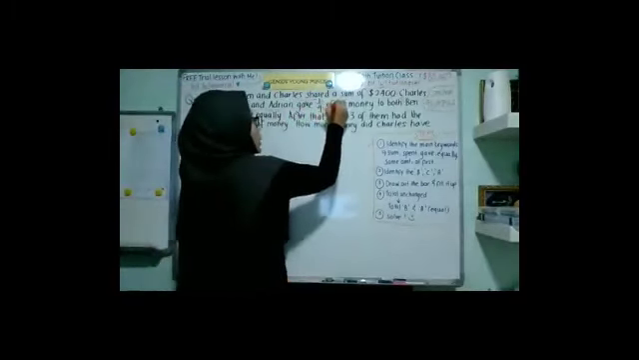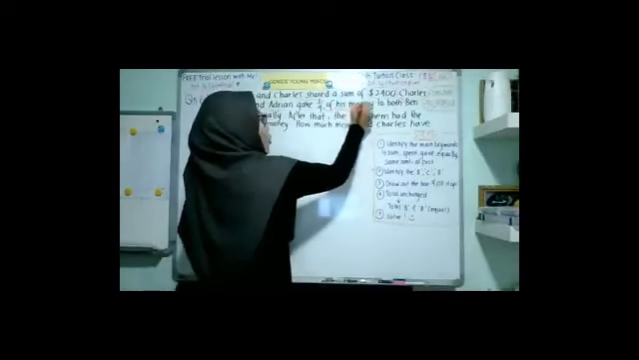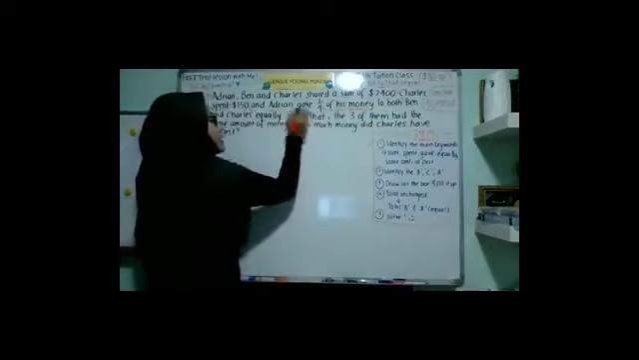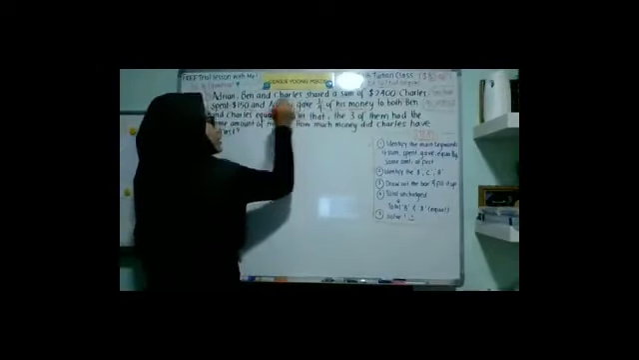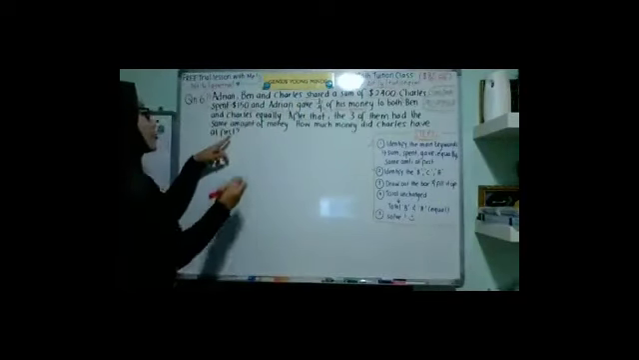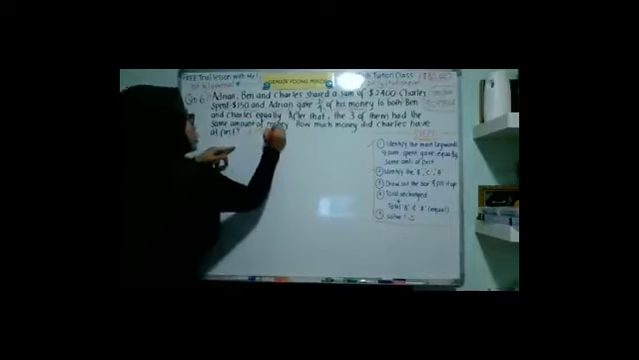Okay, what is this 4 units? This is his total before. Then after that, the 3 of them had the same amount of money. The word after tells me this is my after. The 3 boys had the same amount of money, means Adrian is equal to Ben equal to Charles. This is what it meant.